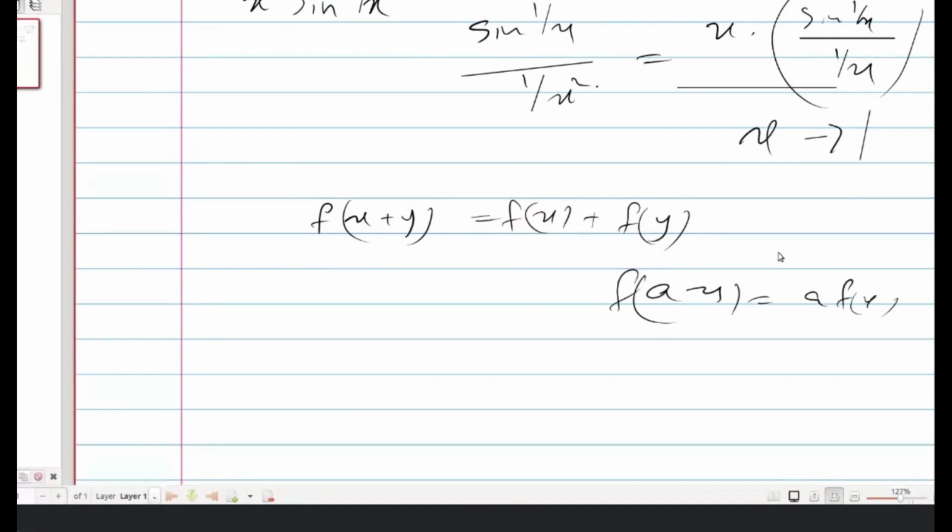If you consider real numbers just as a group over addition, then you can see that this is the homomorphism property. So what I wanted to say is this need not imply continuity. You can actually have a lot of functions such that it satisfies f of x plus y equals f of x plus f of y, but it is not necessarily continuous.